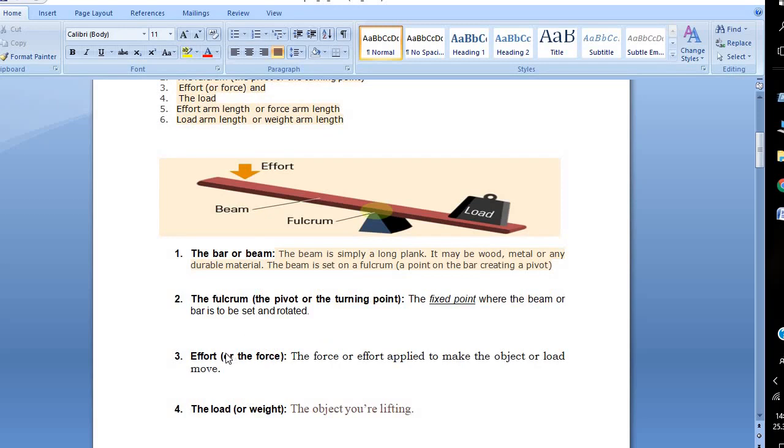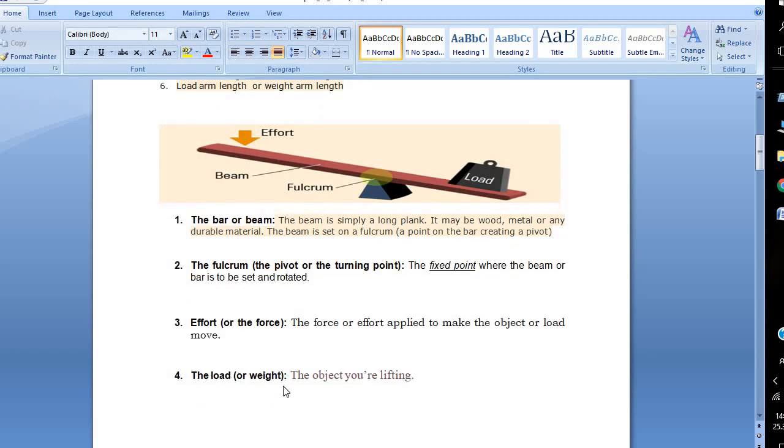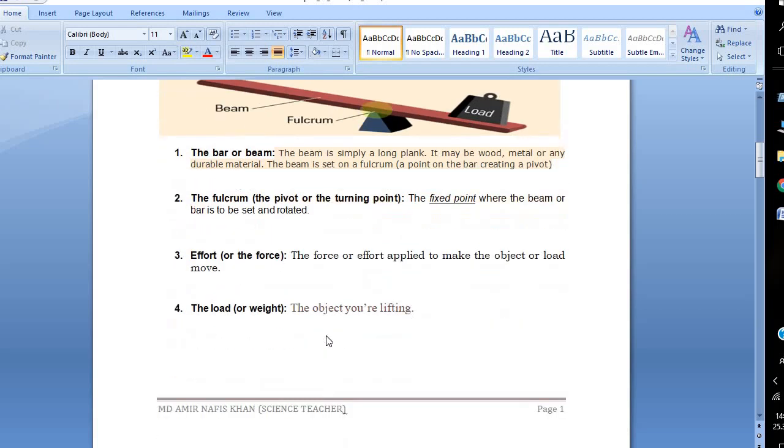Number 3, effort. Effort means the force you are applying, the force applied to make the object or load move. If you apply the force here, the load automatically goes up. So this is the force. And the load or weight is the object you are lifting. This is very simple. This is the load, and every object has a weight. So the load is lifted when you apply the force.